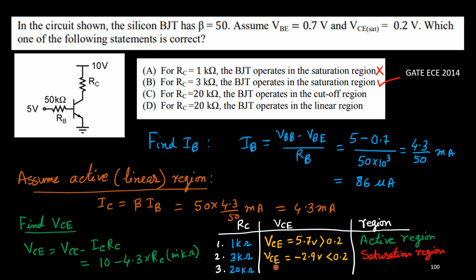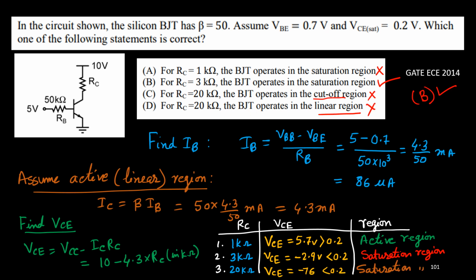Next, when it is 3 kilo ohm, 10 minus 4.3 into 3 will give you minus 2.9, which is less than 0.2. As the assumption is wrong, because if it is more than 0.2 then only it is correct, and the assumption is wrong, it means it is in the saturation region. So with 3 kilo ohm, the BJT operates in the saturation region. Yes, it's correct. Now we'll check the last one as well.